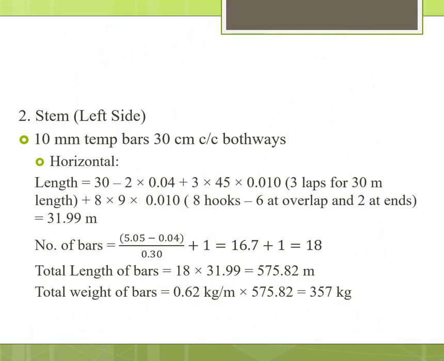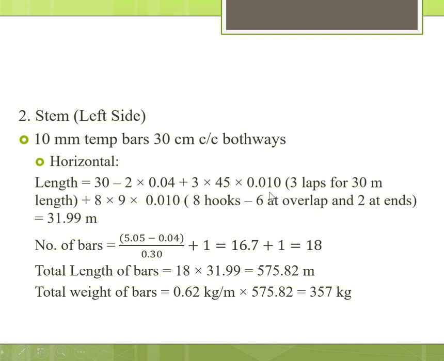Next is the stem on the left side. Till now, all the 4 reinforcements that we have calculated are for the stem on the right side. Now we are going to find the stem on the left side. It's comparatively easy because the 10 mm bars, both horizontal and vertical, are 30 cm center to center spaced. So for the horizontal bar the length is, as we have found in the earlier section, 30 minus 2 into cover plus 3 laps into 45D. Here the change is coming in the D.